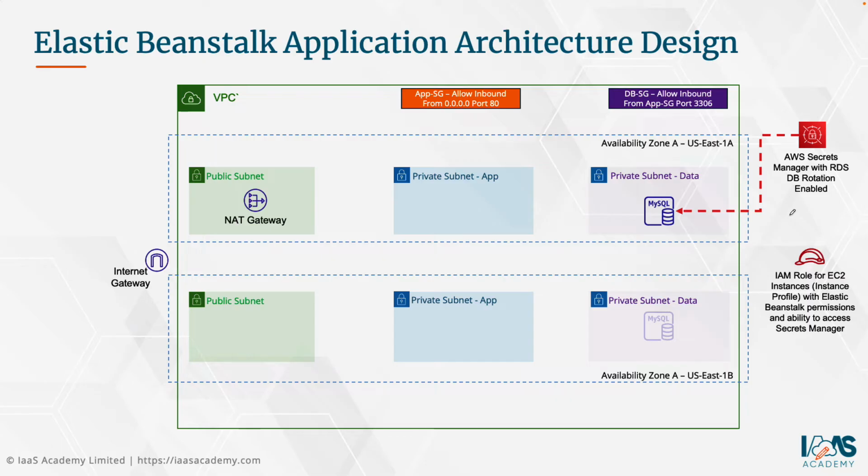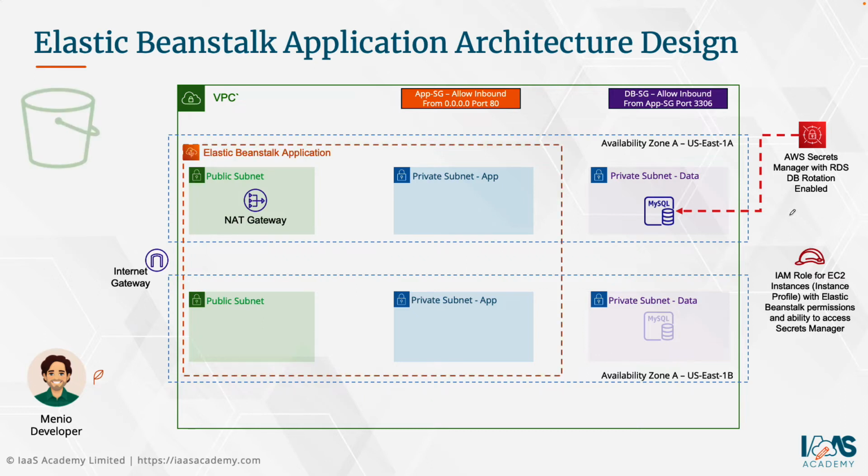So far, we've built out all of this infrastructure outside of the Elastic Beanstalk configuration. And remember, the reason why we're doing this is because we want to set up our database externally to the Elastic Beanstalk environment. Next, we're going to actually work with Elastic Beanstalk. So here's our developer Menu. Menu has got the application code that he wants to deploy using Elastic Beanstalk. He's going to configure the Elastic Beanstalk application as we've seen previously, upload the code to Elastic Beanstalk, which will involve Elastic Beanstalk setting up an S3 bucket to manage that application version and bundle.